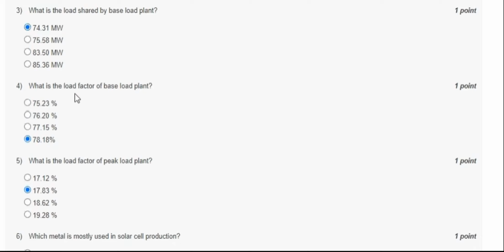78.18%. Because the load factor is the average load upon the maximum load. So first we calculate the average load of the base load plant and then the maximum load.